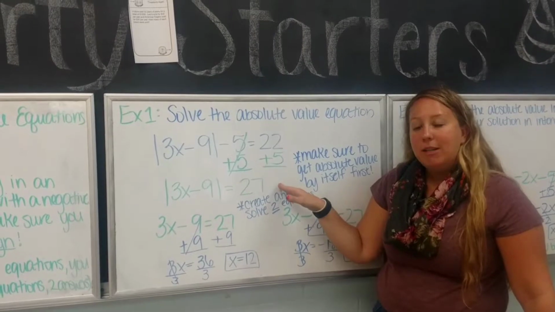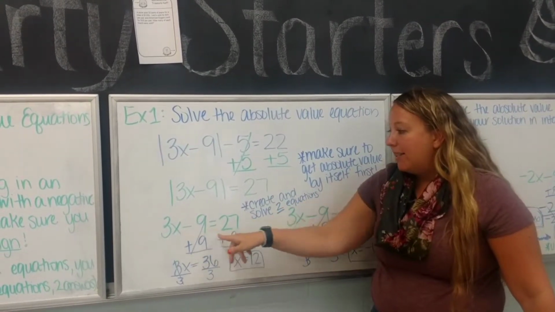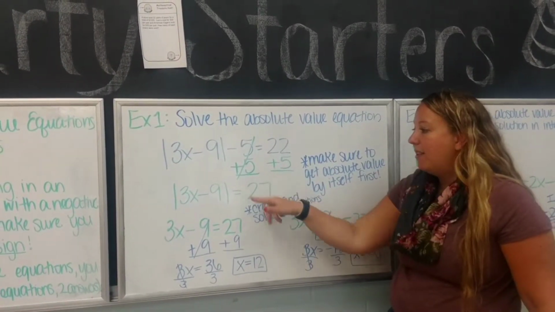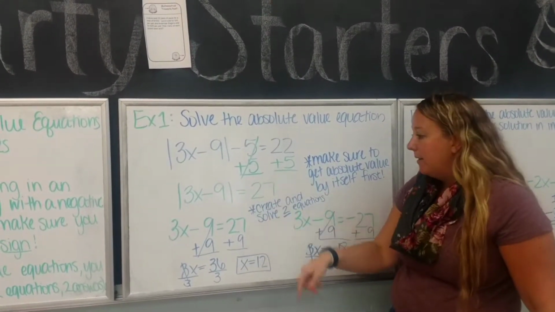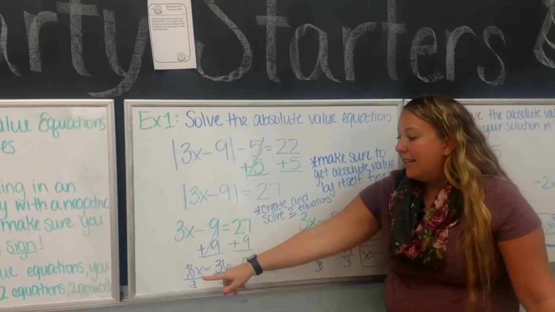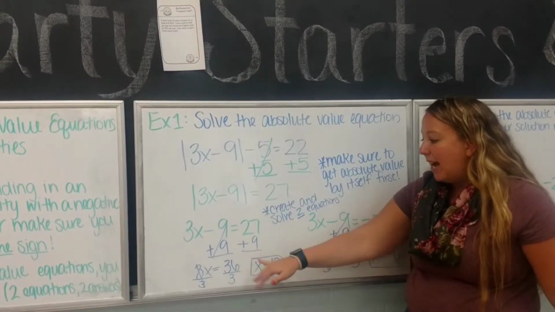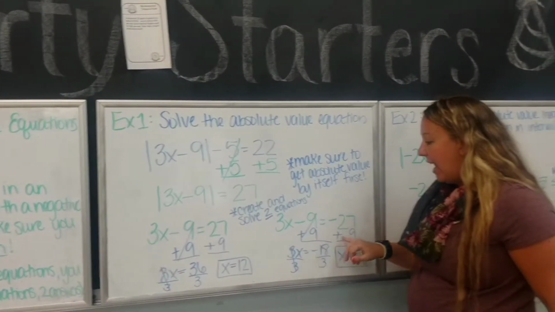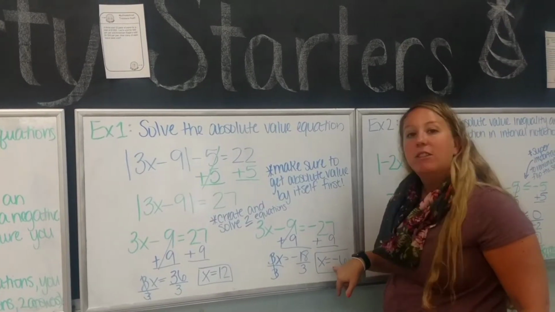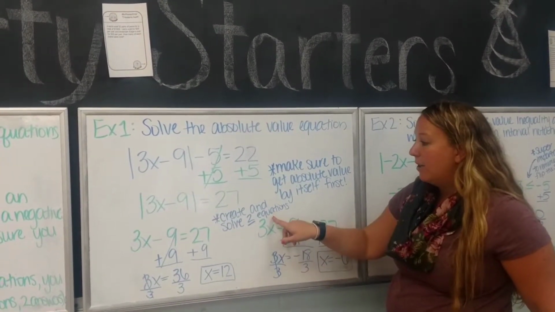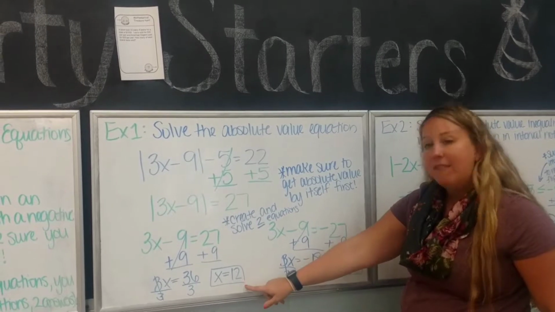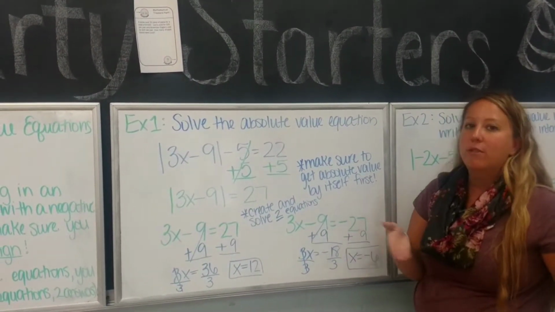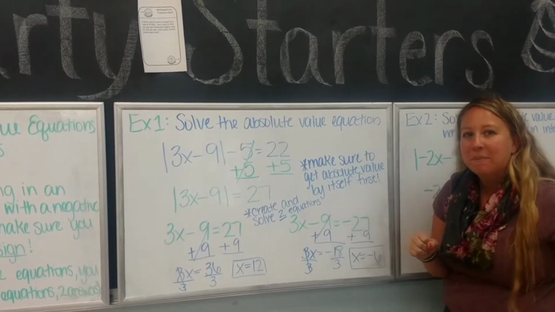From here, I'm going to set up my two equations. I have 3x minus 9 equals 27, and 3x minus 9 equals negative 27. So you have this number and then the opposite of that number. I'm adding 9 to both sides and dividing by 3, and on this side, I have one solution of x equals 12. I do those same steps over here: I add 9 and divide by 3, and I get my answer of x equals negative 6. So again, you're creating and solving two equations. I have x equals 12 as an answer, and x equals negative 6 as the answer, because you have two answers when you solve absolute value equations.